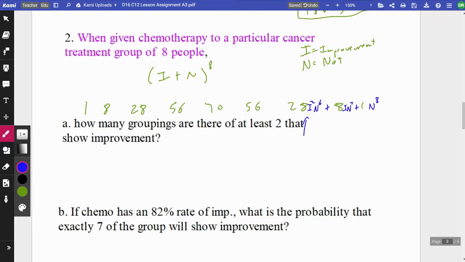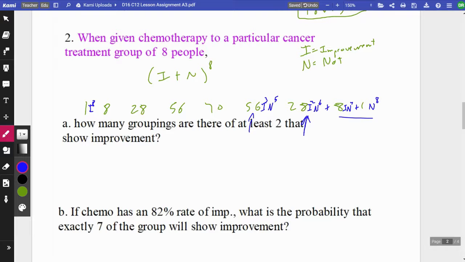So certainly as I keep going up, I'm going to keep getting more and more. So this is where it cut off. I include the 28, I include the 56, because that's going to be I to the 3rd, N to the 5th, and our first term, of course, is I to the 8th. So between all 8 people showing improvement and 2 people showing improvement, all of those in between are going to be included in having at least 2 that showed improvement. So I don't need to keep on writing here. I'm going to count them all. The only ones I'm not going to count are those 2.